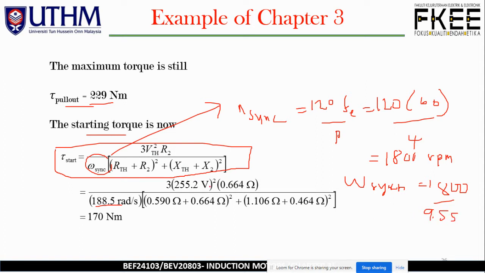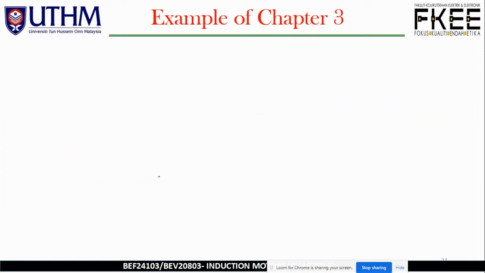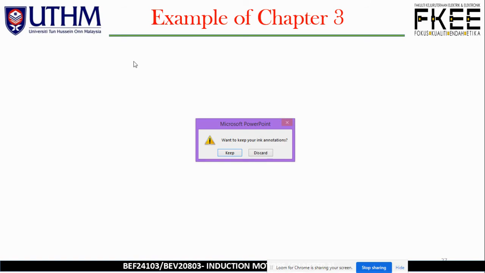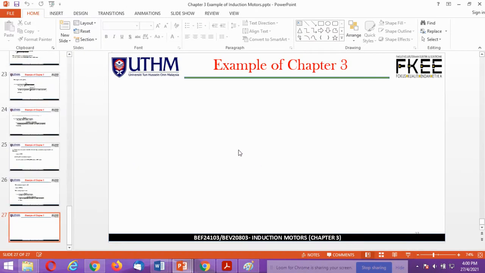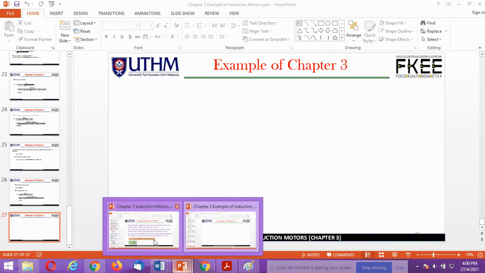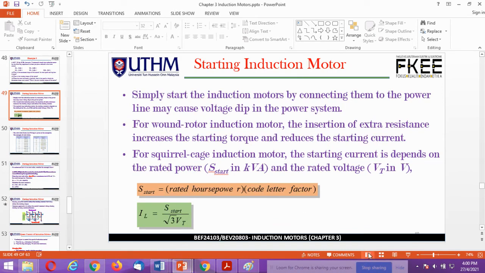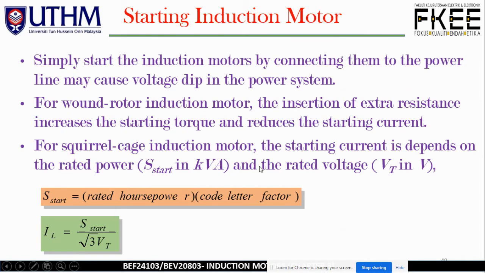Right? And thus you may get the value of omega sin radian per second. And therefore, T start equal to 170 Newton meter. Okay. So we have done with example number 6. So let's continue with the subtopic of how to start the induction motor, or starting the induction motor.